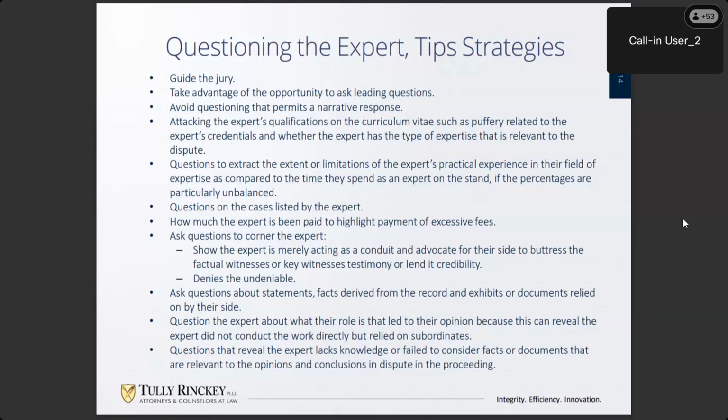The other one is to ask questions to try to corner the expert, to show the expert is acting as a conduit and advocate for the other side. Show the expert denies the existence of factors. This is especially important, so I highlight it again. They are denying the existence of factors that are unfavorable to their side's position in arriving at their expert opinion, or they are denying facts that are unfavorable, although those facts cannot be denied because they exist on the record and have been admitted into evidence.